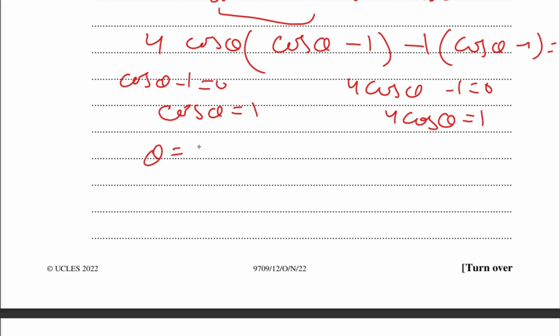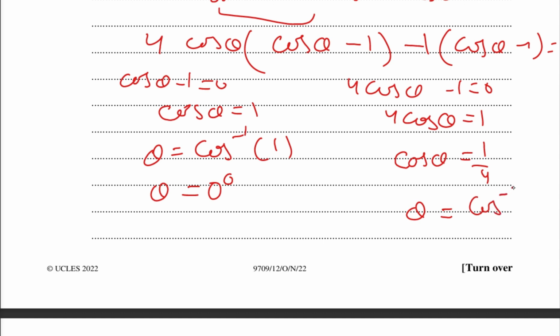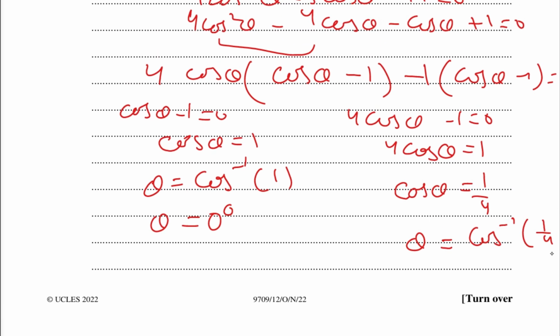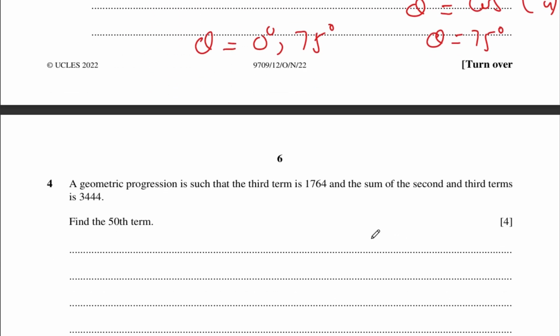So theta equals cos inverse of 1, it will be 0 degrees, and from here cos theta equals 1 over 4, theta equals cos inverse 1 over 4, and as a result we will have theta equals 75 degrees. So these two, 0 and 75, will be the theta values, the angle values.